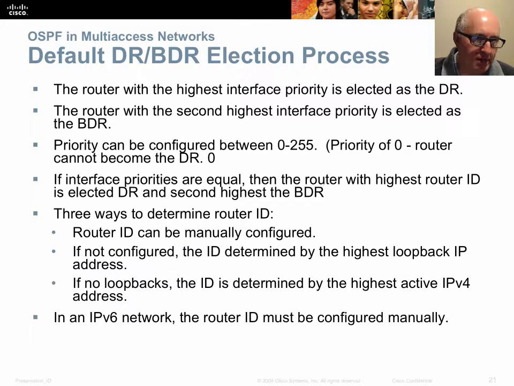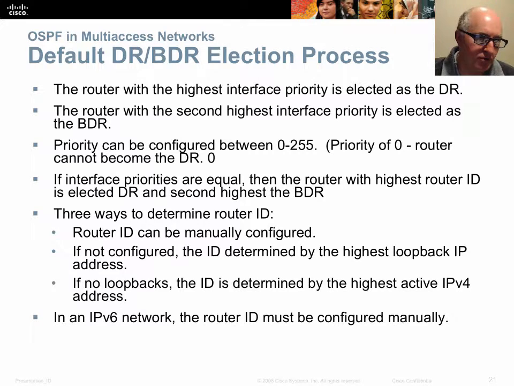If the interface priorities are equal, which they will be because they're all by default set to the same number, then the router with the highest router ID is elected, and that's why it's important to have these unique router IDs. Whoever you set with the highest router ID will be elected as the DR, and the second highest router ID will be the BDR. And then we can talk about the three ways that a router ID is determined.